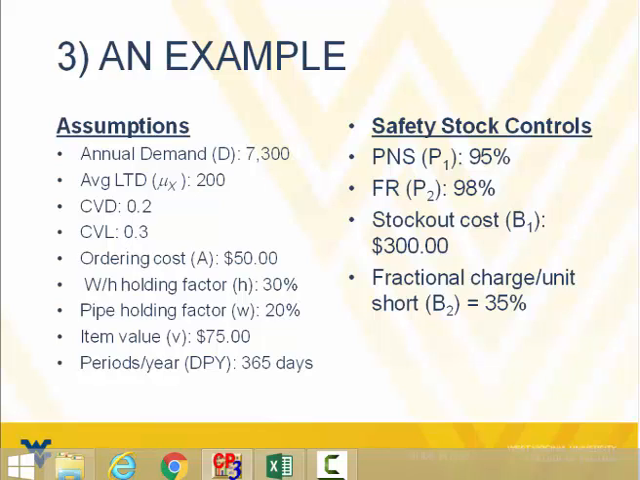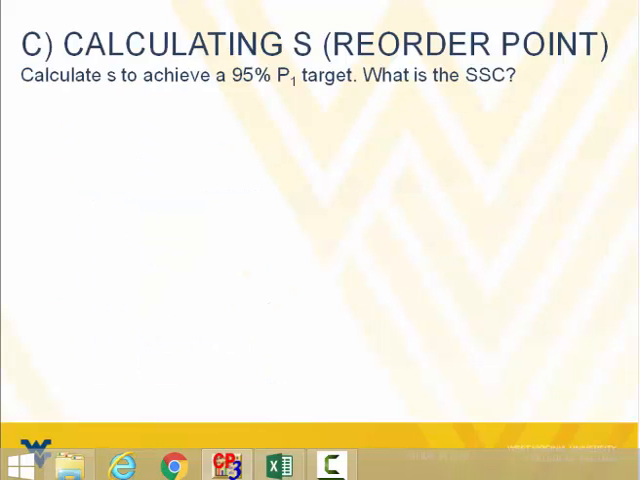So we've done all those problems. We've checked what the fill rate is. We've checked what the probability of not stocking out is. So today we're going to complete this and look at what is the reorder point, what is the S that we need to set to achieve a PNS target of 95%, and then calculate what the safety stock cost is for that PNS target. So the first thing we have to do to calculate a PNS, can anybody get us started? What's the first thing that we have to do?